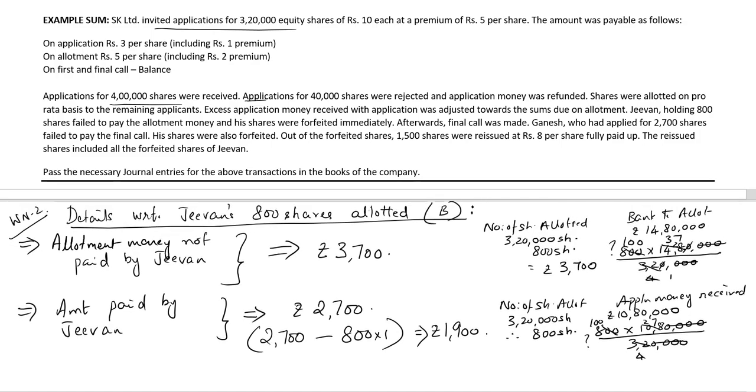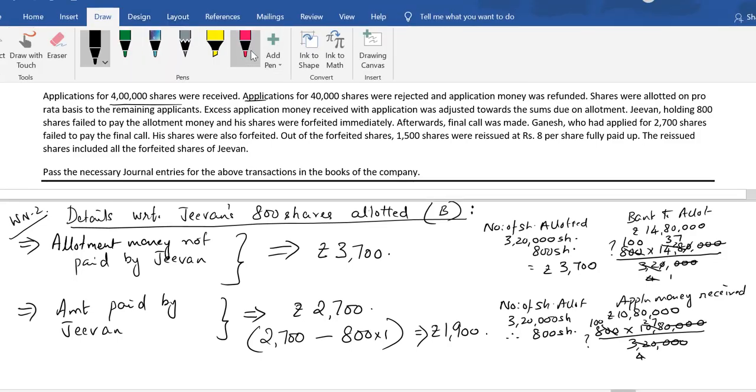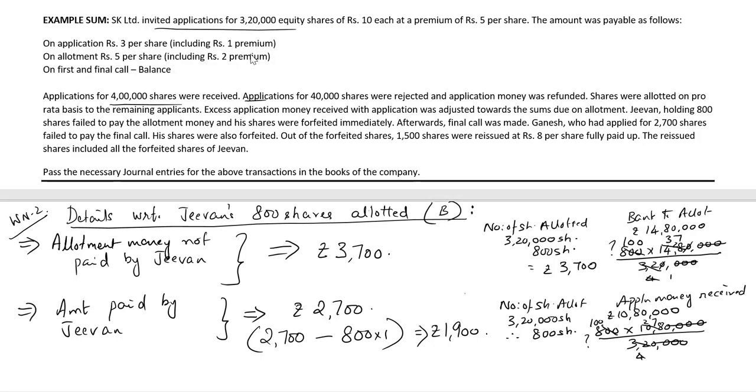So we've completed working note 2, which is the details with respect to G1's 800 shares. We've ascertained that the amount of allotment money not paid by G1 is 3,700 rupees, and the amount paid by G1, which excludes the premium amount, is 1,900 rupees. Let's move on to the third working note.